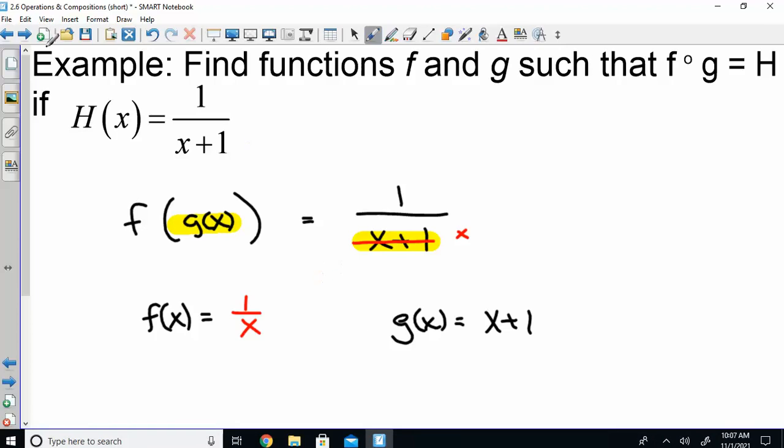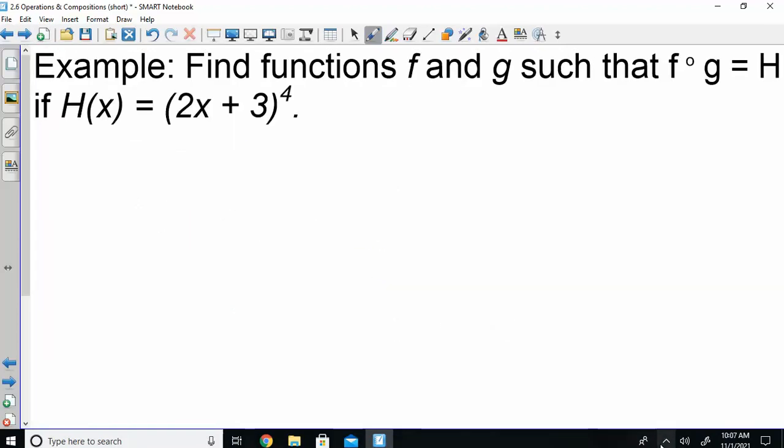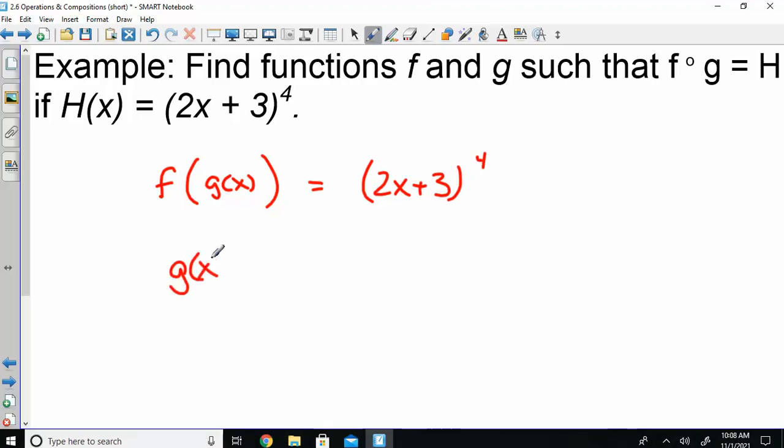All right, I want you guys to do the next one. So tell me what f and g could be. We all agree on this one? So f of g of x equals this. So your inside is your g, so that would have to be the 2x plus 3. The outside is your f, so if you take out 2x plus 3 and replace it with an x, you get x to the 4th. All right.